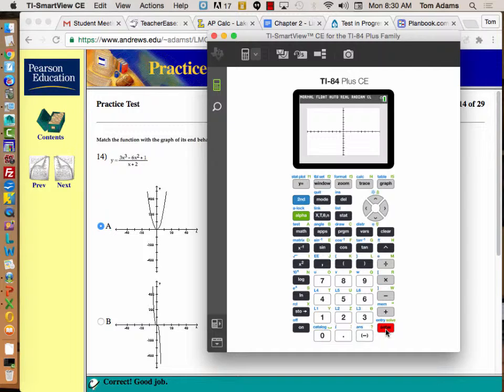Now just take a second. Oh man, I did the really big window. Interesting.